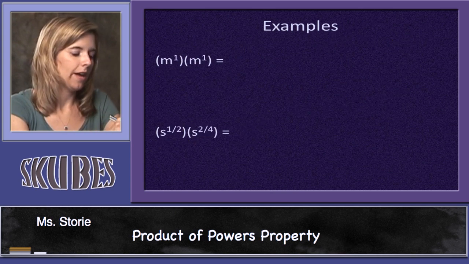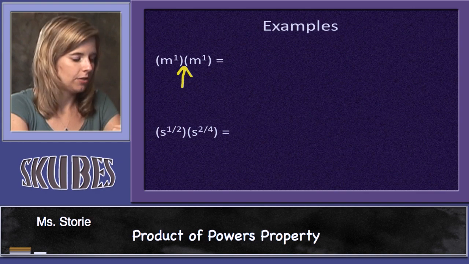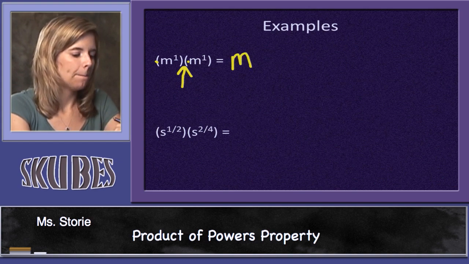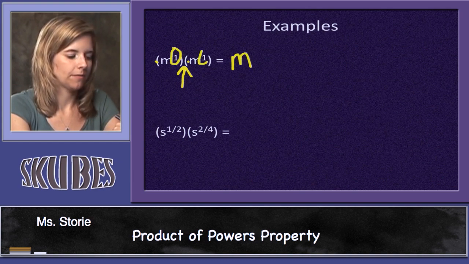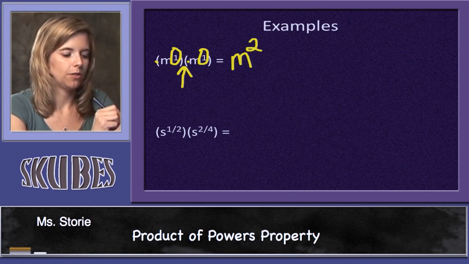Let's take a look at some more. If they tell us to multiply, again, the coefficients get multiplied. So you've got a coefficient of 1 and a coefficient of 1, and 1 times 1 is 1. So you have 1m. But we're adding exponents. When it's multiplication, you actually add them. So 1 plus 1 is 2. So it turns out m to the 1st times m to the 1st is actually m to the 2nd, or m squared.